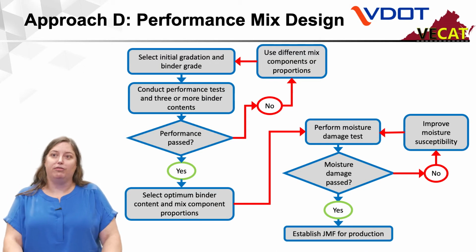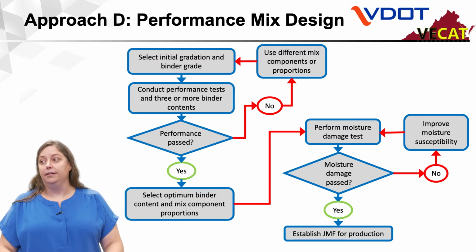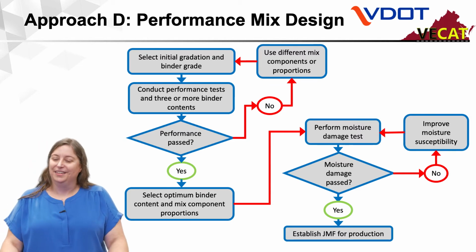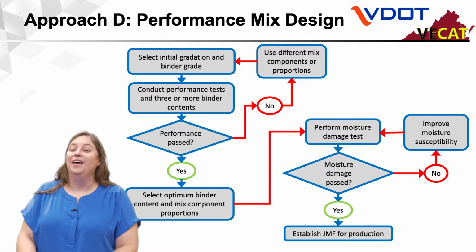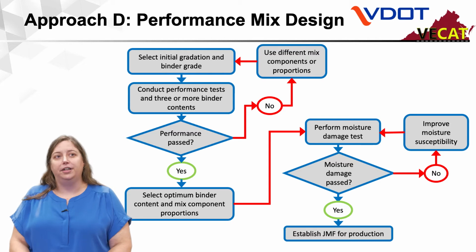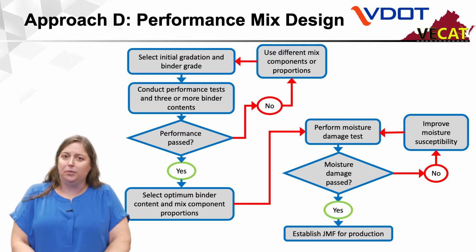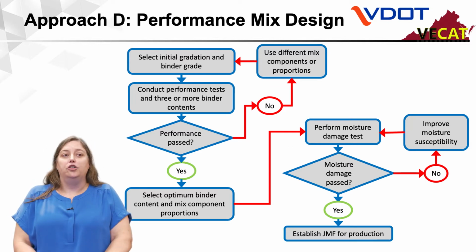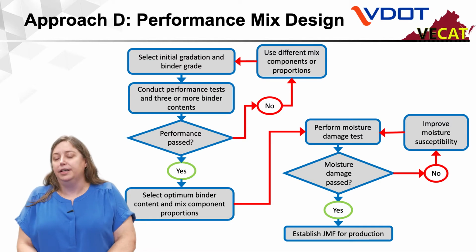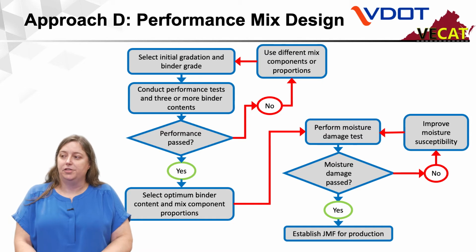Finally, approach D, performance mix design. In this case, we're going to do mix design without volumetric constraints. This is kind of the Wild West, and it's going to be interesting to see where we go from here. But you're going to be selecting your initial gradation, your initial binder grade. You're going to run performance tests at different binder contents, similar to the way we do for SuperPave. And you're going to determine your optimum binder content, your gradation, all of your component proportions based on performance only.